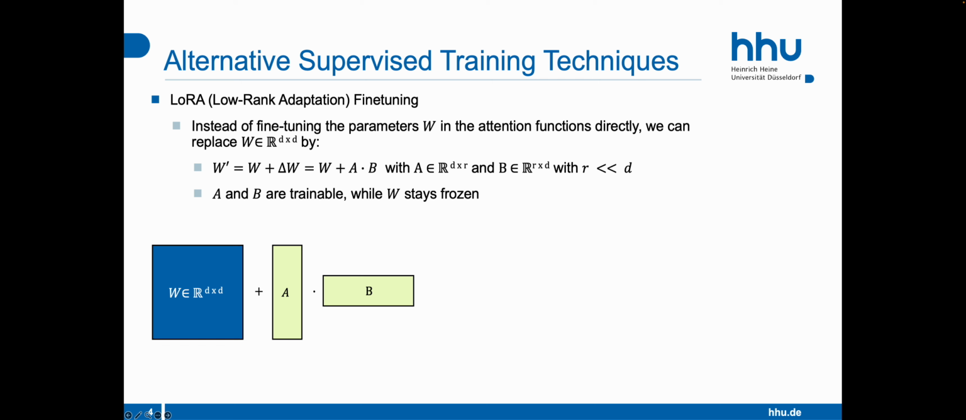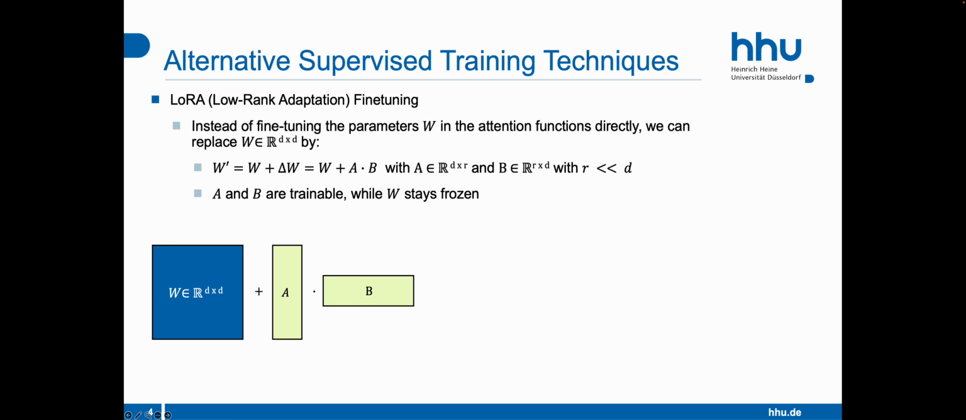The matrix multiplication of A and B results in a d times d dimensional matrix, which means we can adjust every entry of W if necessary. But because A and B together contain only 2 times d times r parameters instead of d squared, and because r is much smaller than d, we reduce the number of trainable weights massively and the GPU memory they occupy, while still letting the model adapt its attention patterns to the new prediction task.